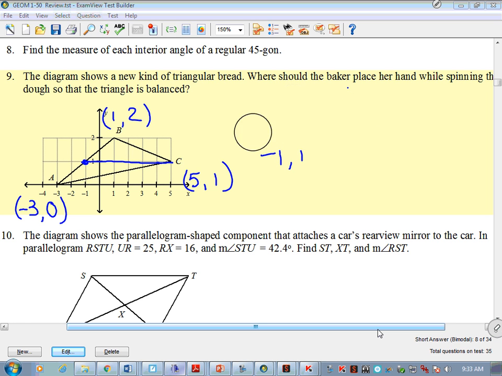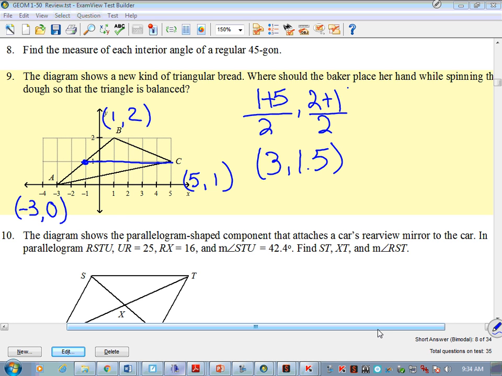Okay, all right, now we're going to pick a different set of coordinates. Let's go from B to C. So that's going to give me 1 plus 5 divided by 2, and 2 plus 1 divided by 2. 1 plus 5 is 6 divided by 2 is 3. All right, 2 plus 1 is 3 divided by 2, 1.5. Okay, so let's go 3 over, 1.5 up. Hey, look, that's right there. Draw that on over as best as we can to that spot. Right, that's my other median.